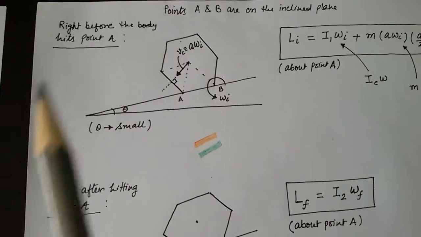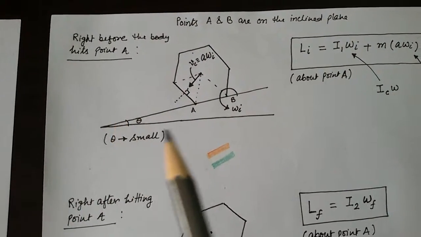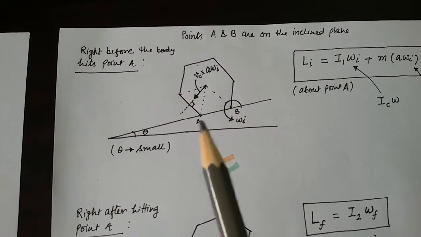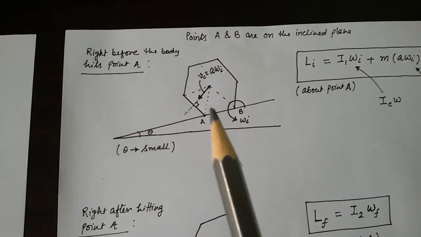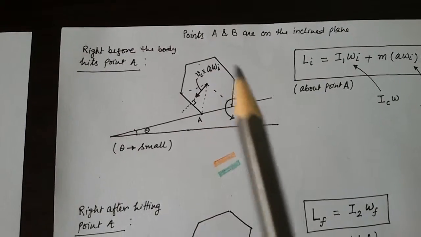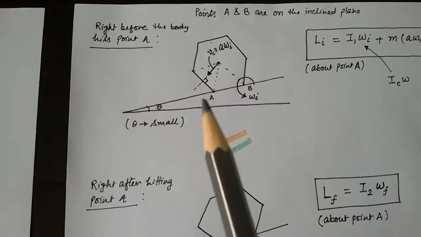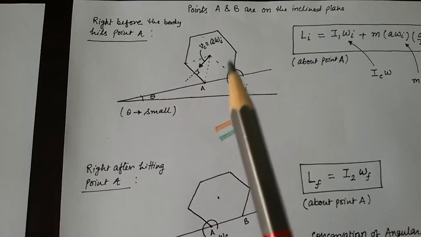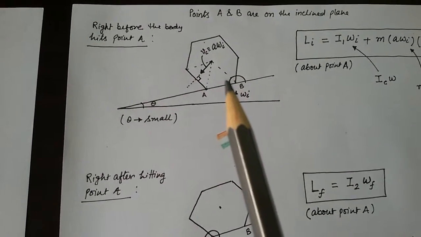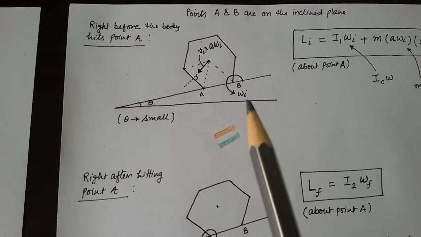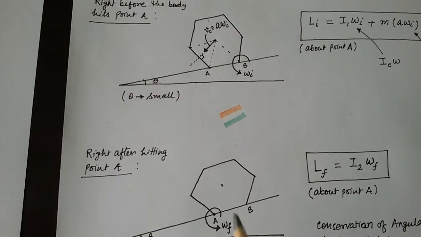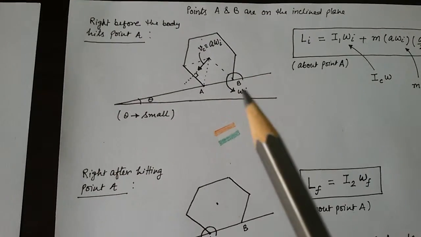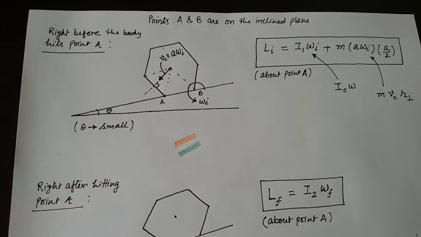This figure shows the situation right before the rigid body hits point A. A and B are the points on the inclined plane. Right before hitting the point A, this is the situation, and right after hitting the point A, this is the situation. What is the difference? Here it is pure rotation about point B, and here it is pure rotation about point A. This is the situation in pure rolling without slipping.